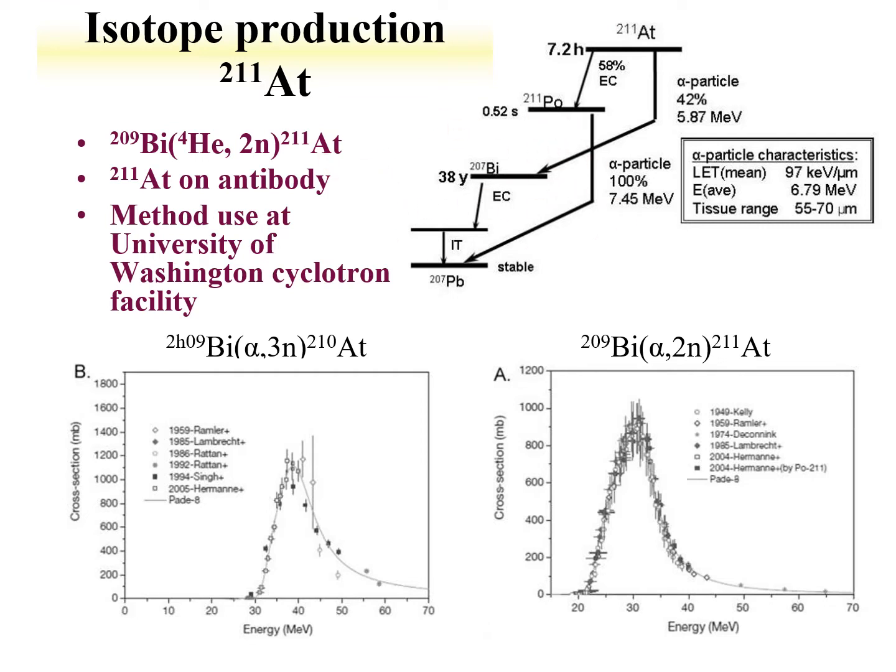Some of the data on the therapeutic properties of the alpha particle from the astatine: the mean linear energy transfer is provided here, which is about 100 keV per micron, and the tissue range is on the order of 55 to 70 micron.